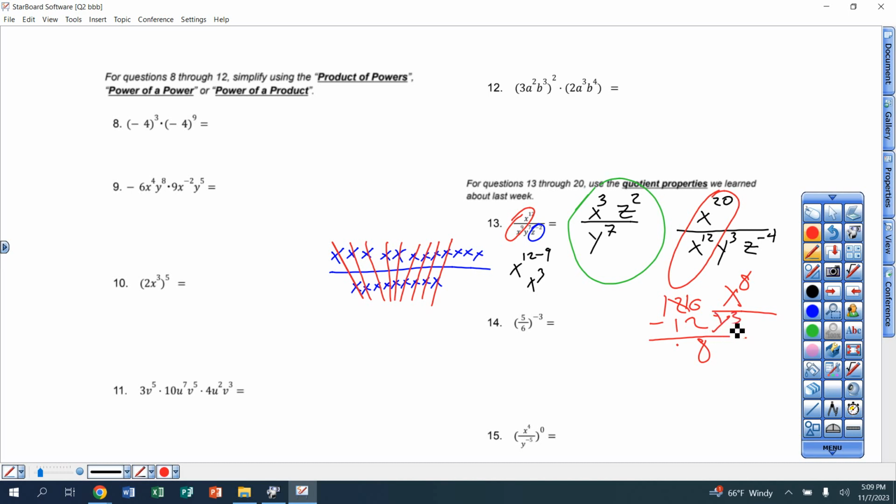So negative 4. Wait, so what do I do with this then? So remember on this one, when I add z to the negative 2, I bring it up, and it becomes positive when you bring it to the top side of the fraction. Now circle that right there. There you go. Good job. Can you give me one more?